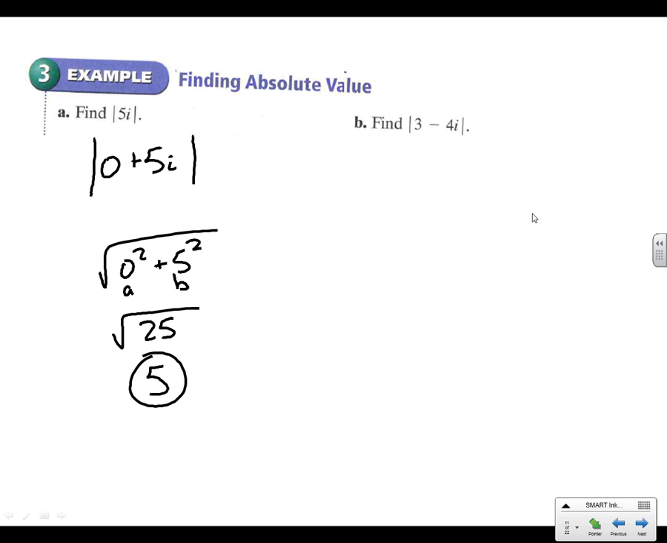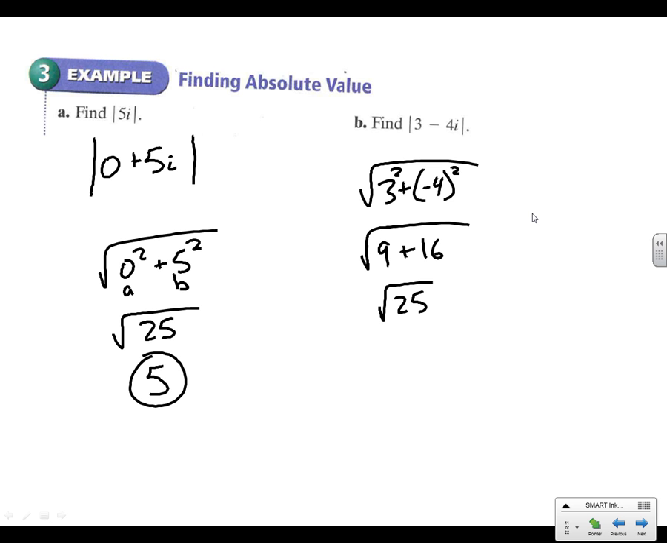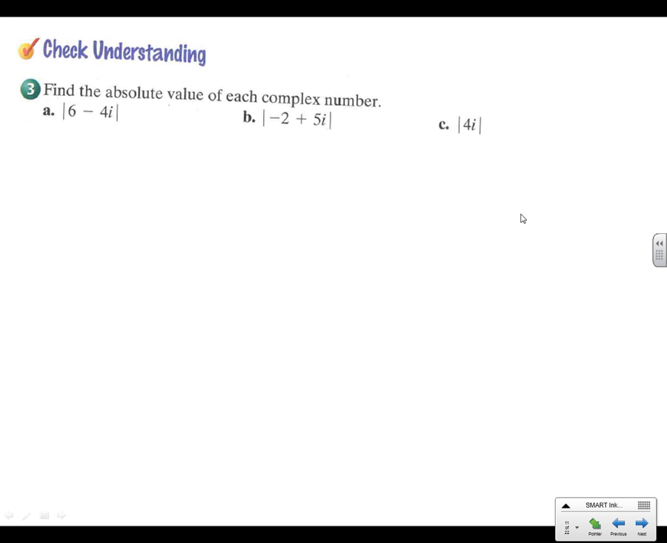Let's do the one that we saw on the chart there, on the graph, 3 minus 4i. Square root of 3 squared plus negative 4 squared. We've seen this before, 9 plus 16, square root of 25. Be careful here, a negative squared turns into a positive, so we get 5 here as well. Okay, absolute values of those are the same. See if you can do it for A, B, and C.